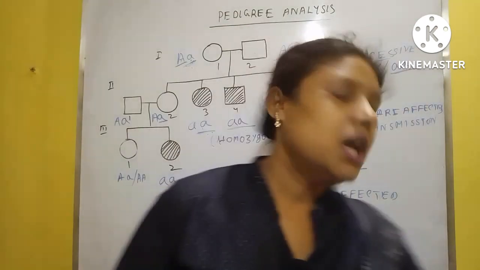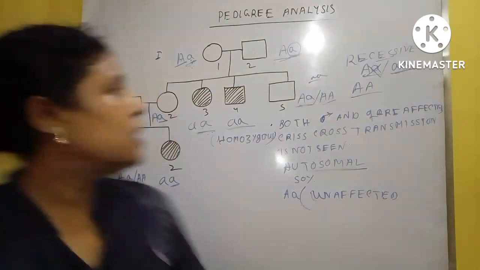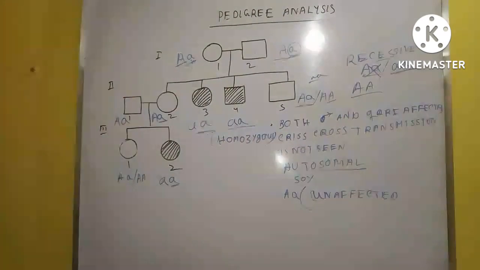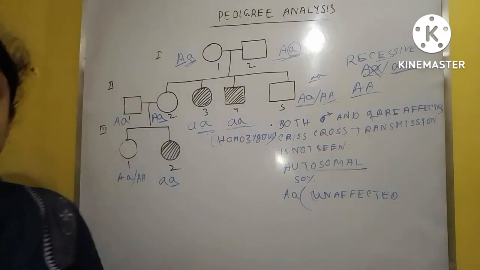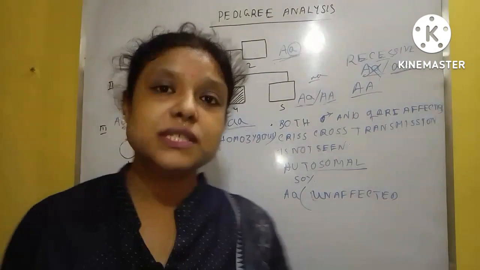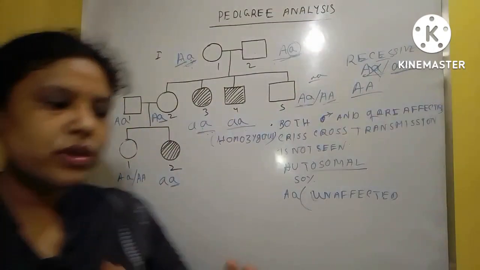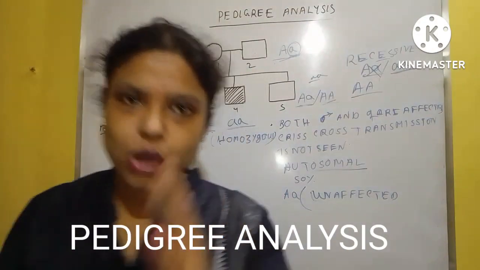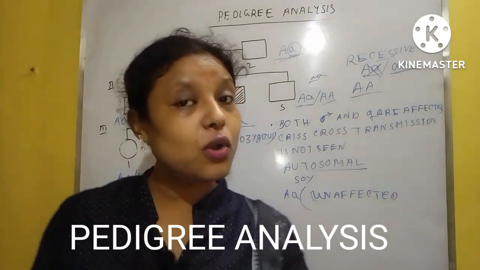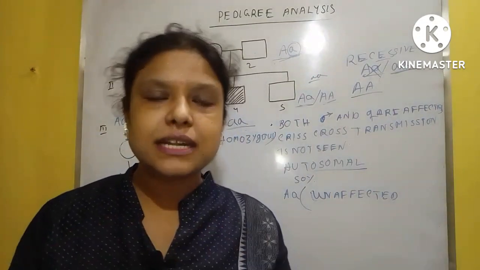I think you can now understand how to identify autosomal recessive. Please check my previous video, where I explained sex-linked recessive and how you differentiate autosomal from sex-linked. If you follow them one by one, you can clearly understand.